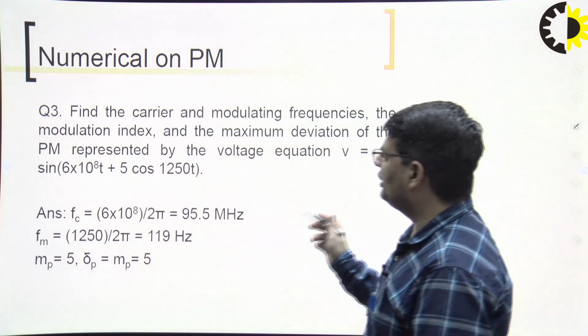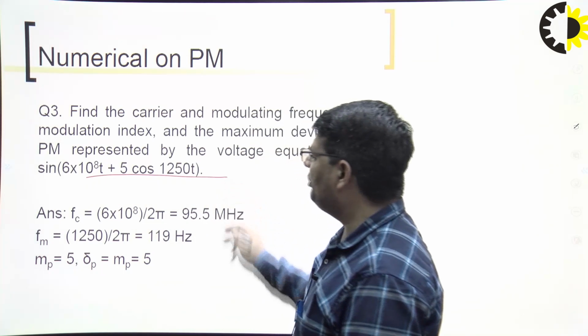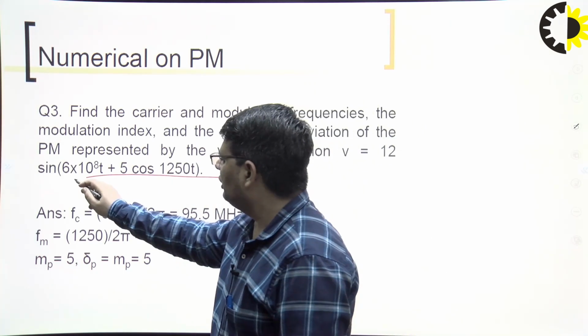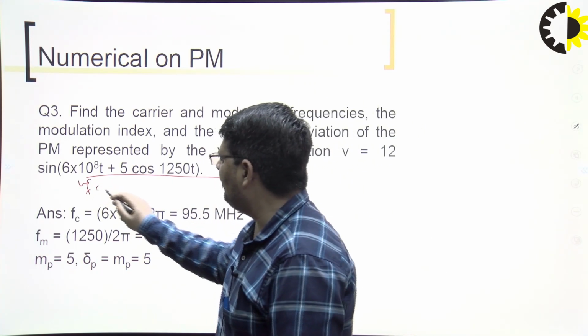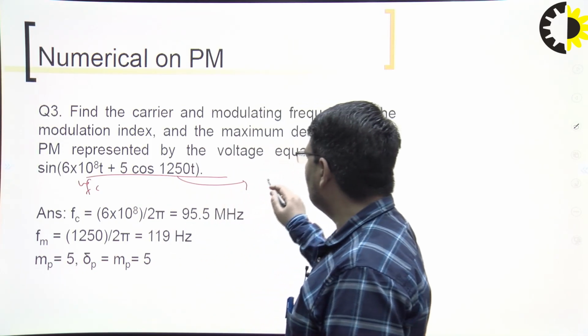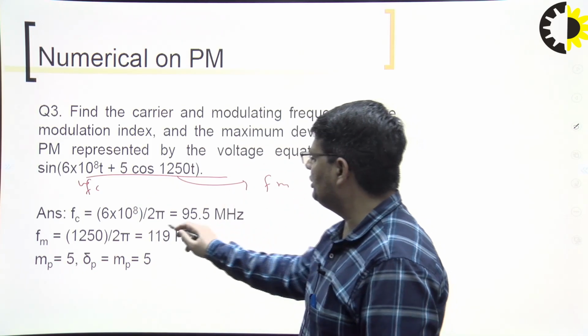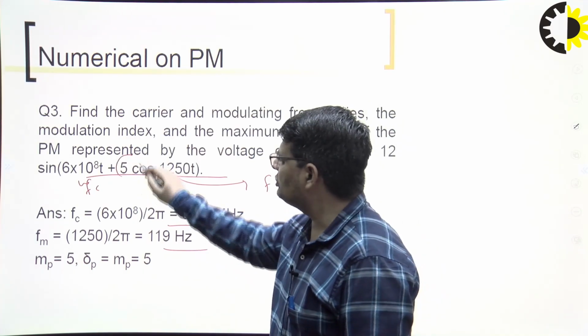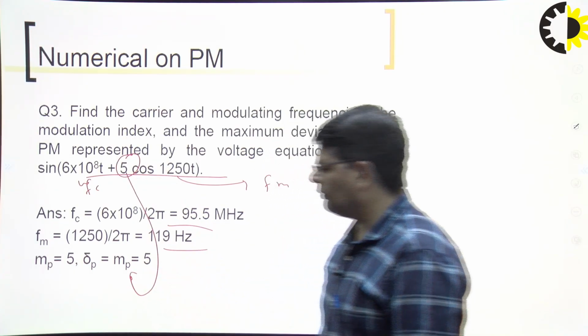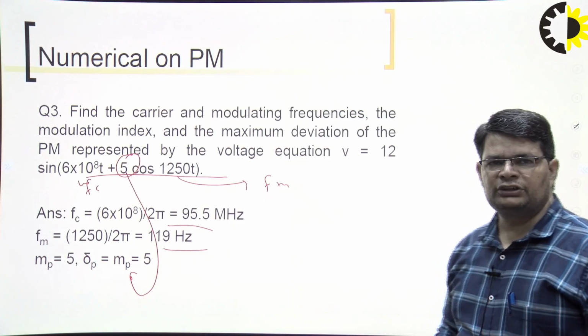Again here we are given the standard equation. If we compare, we can calculate fc by dividing by 2 pi, we can calculate fm by dividing by 2 pi, and this is the modulation index for the phase modulation.